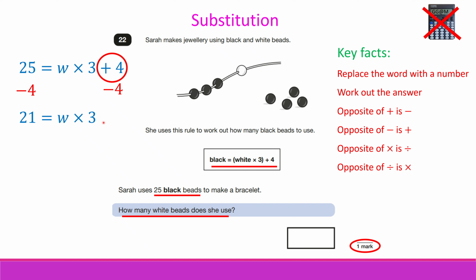Now I need to get W on its own, so I need to get rid of this times by 3. The opposite of multiply is divide, so I'm now going to divide both sides by 3. 21 divided by 3 is 7. 3 divided by 3 is 1, so I'm left with 1W or just W. So 7 is equal to W, which means the white beads. Often people like to write it the other way around, so the number of white beads, or W, is equal to 7. So how many white beads does she use? The answer is 7, and that needs to go in this box here. Give yourself a big tick if you got that correct. Well done.